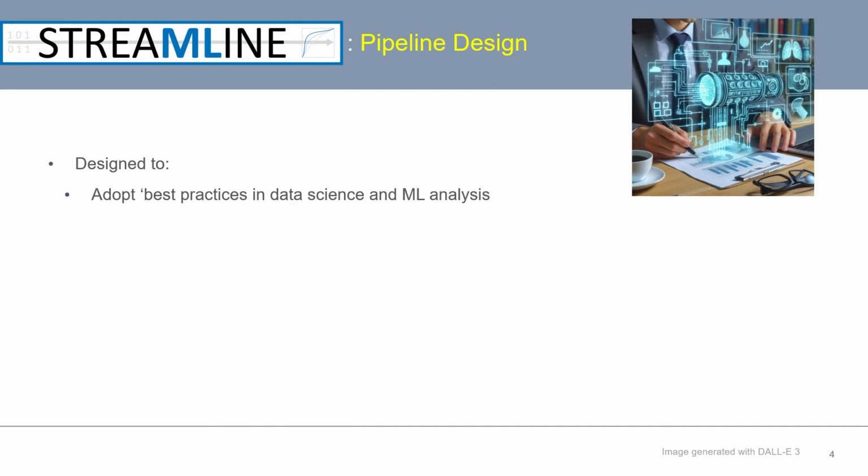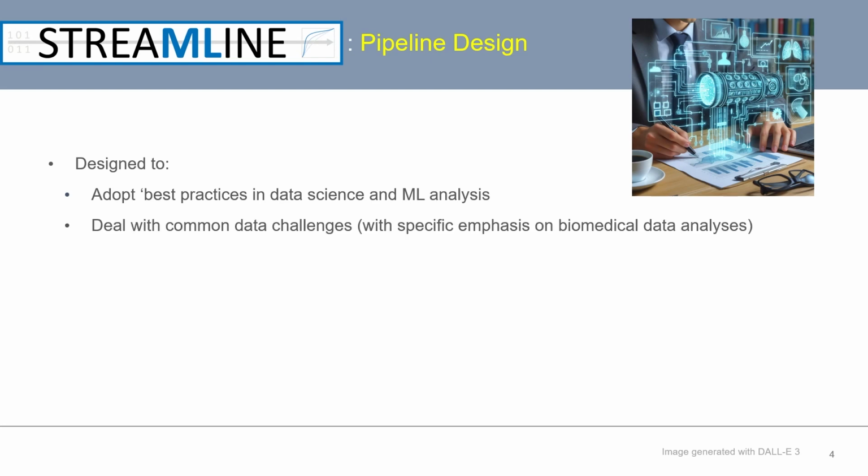The STREAMLINE automated pipeline was designed to adopt best practices in data science and machine learning analysis, as well as deal with common data challenges with specific emphasis on biomedical data analysis, and to be able to scale to larger data analysis given sufficient computing resources.